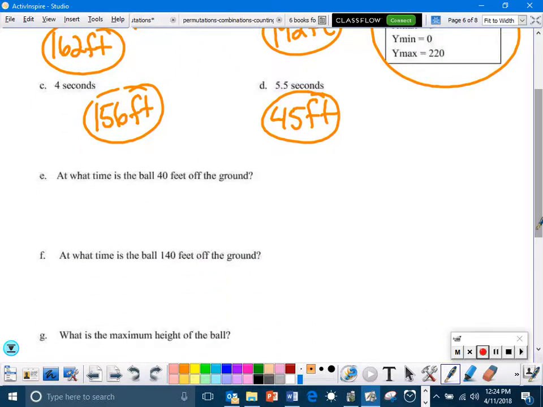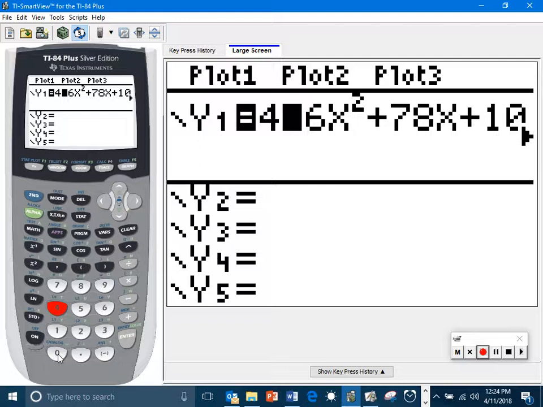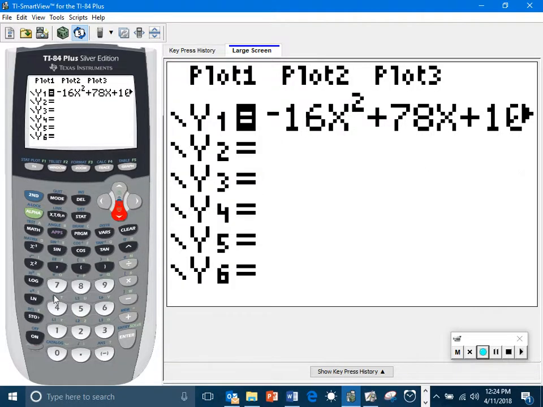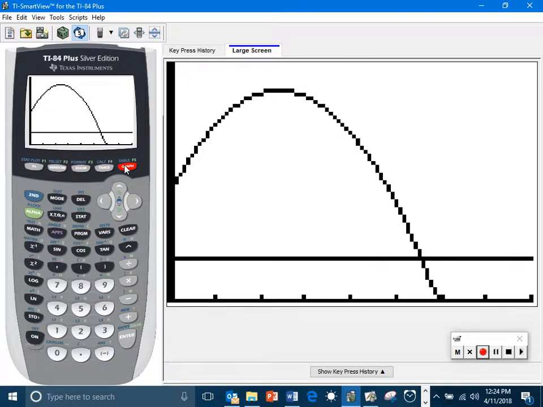Now, the next one is at what time is the ball 40 feet off the ground? So what we're going to do is put 40 into Y2. When we graph this, whoops, wrong one. Let me fix that. When we graph this, the calculator is going to make a horizontal line where 40 feet is. Okay, there's the horizontal line marking 40 feet.